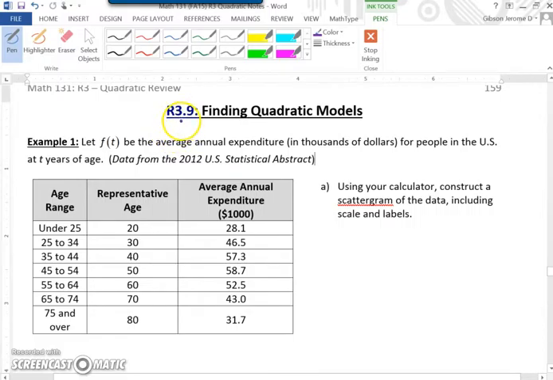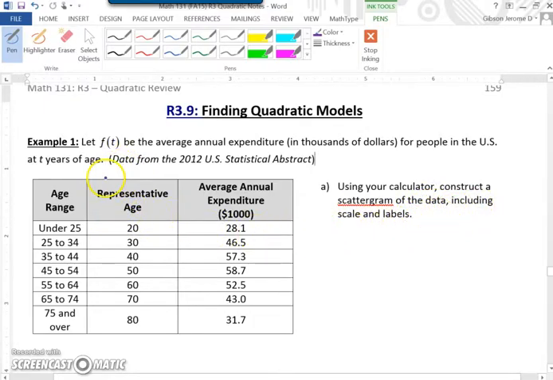Hello class, we're about to start section R3.9, Finding Quadratic Models. It says let F of t be the average annual expenditure in thousands of dollars for people in the U.S. at t years of age. It's the data from the 2012 U.S. Statistical Abstract. Using your calculator, construct a scattergram of the data including scale and labels.